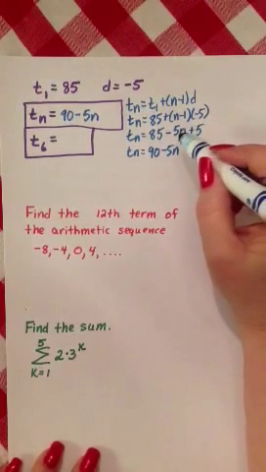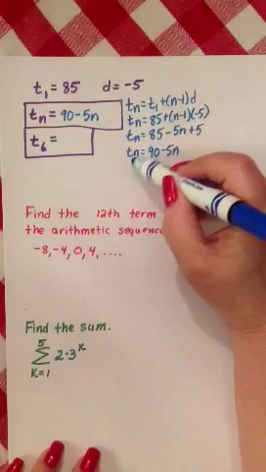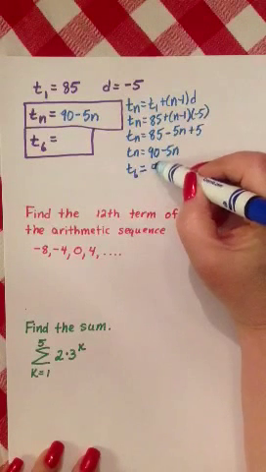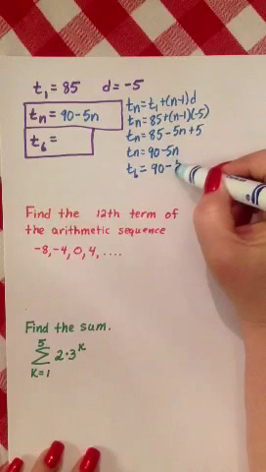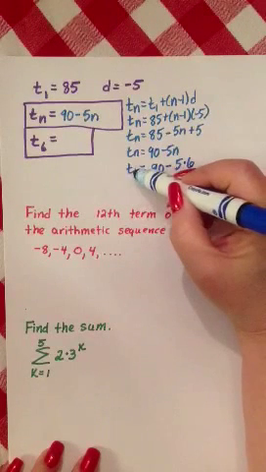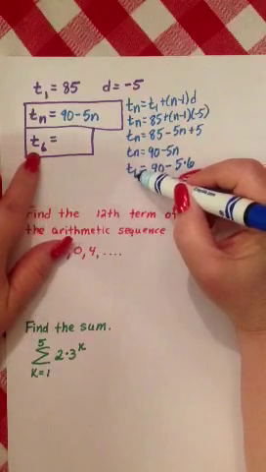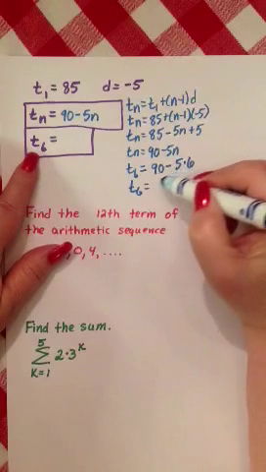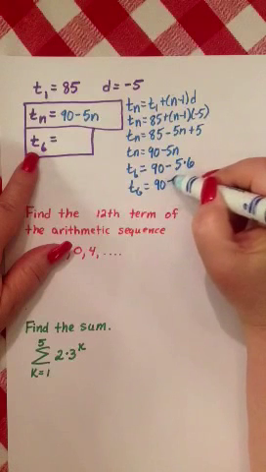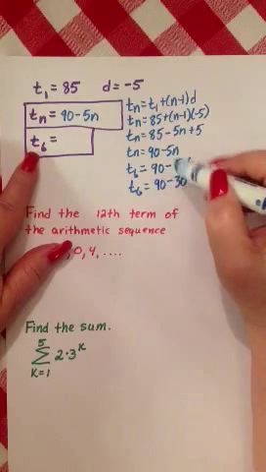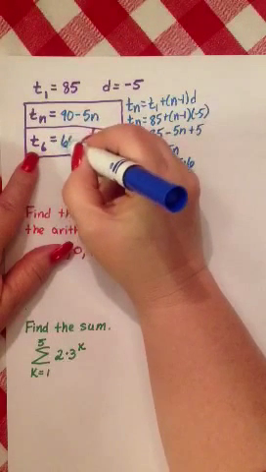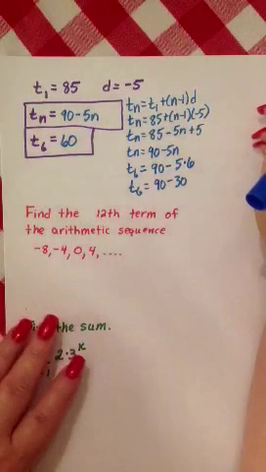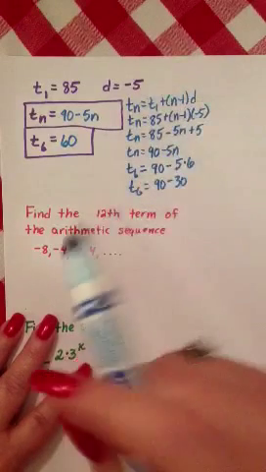The next question they ask is, what is the sixth term? Well, t sub 6 would be equal to 90 minus 5 times 6. The 6 is your n here, so you just plug it in. So the sixth term would be equal to 90 minus 30, and 90 minus 30 is 60. So there we go, t sub 6 is equal to 60. We've solved our problem. Let's look at the next one.